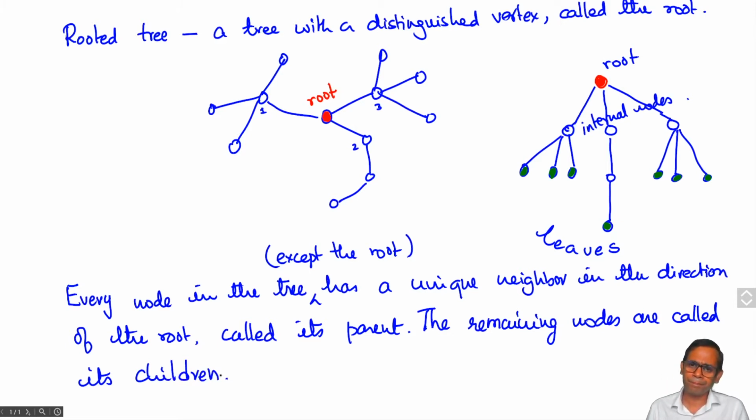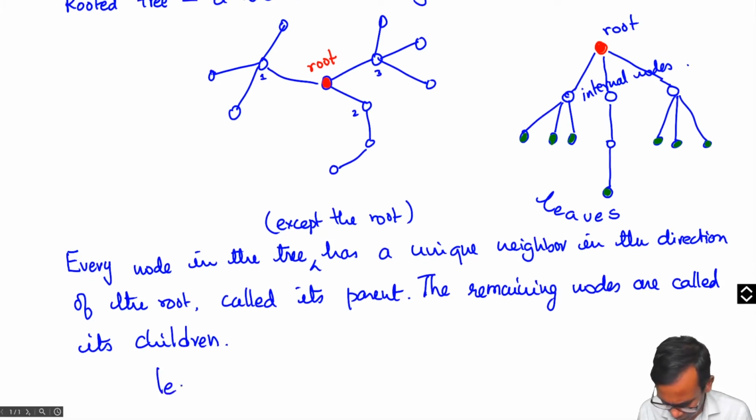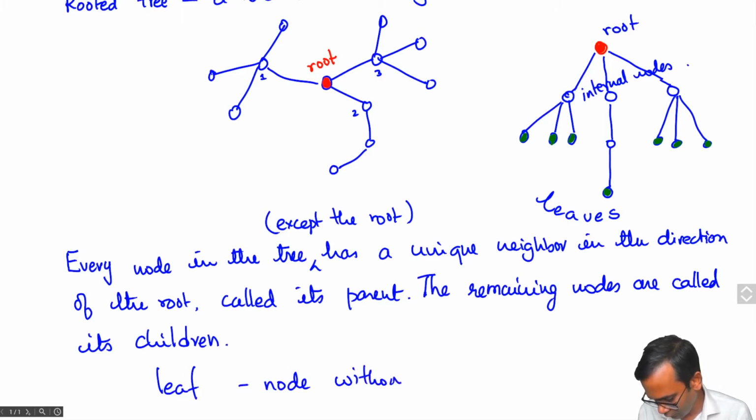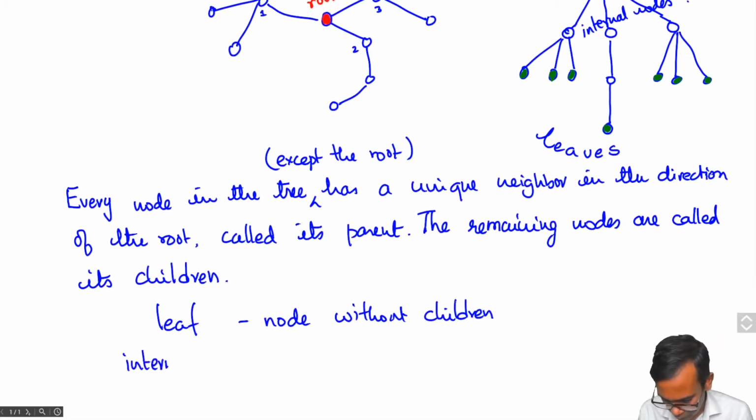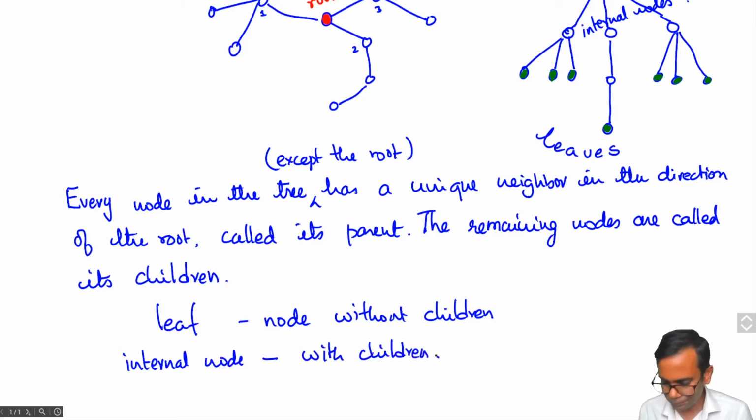And a node with no children is called a leaf. And a node with children is called an internal node. Okay, so let's just now try to count trees by the total number of nodes.